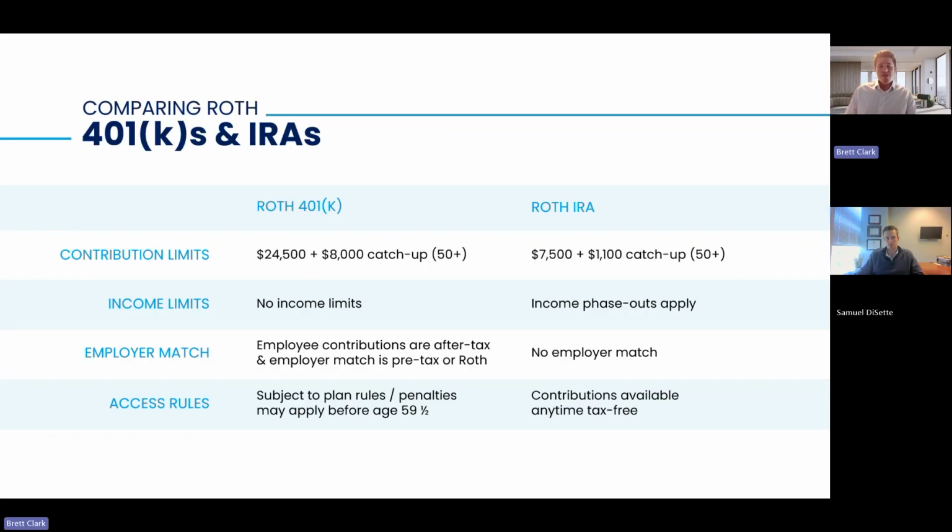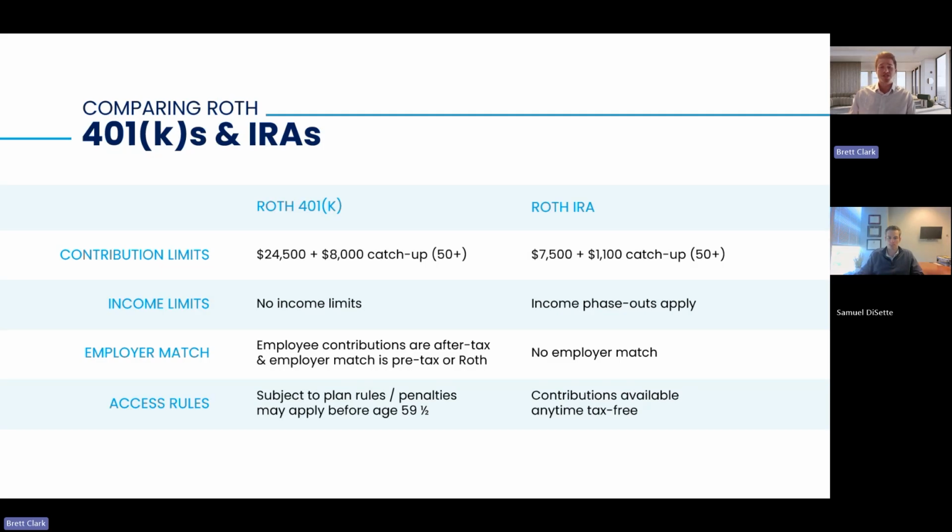There are two types of Roth accounts, a Roth 401k and a Roth IRA, but there are significant differences between the two. A Roth 401k is what you can most likely find with your employer retirement plan, and the Roth IRA is an individually owned retirement plan. I'll start with the differences in contribution limits between the two. For the Roth 401k in 2026, you can contribute up to $24,500 for the year. And if you're 50 years of age or older, you can contribute an additional $8,000.